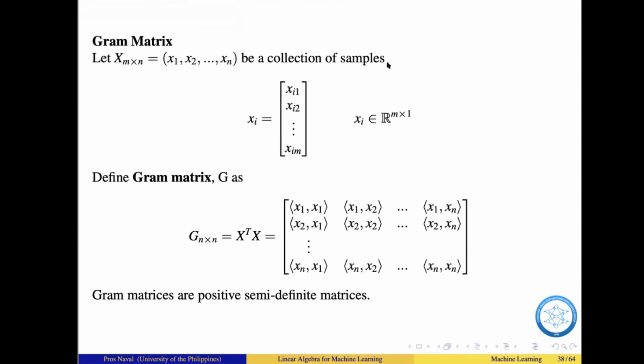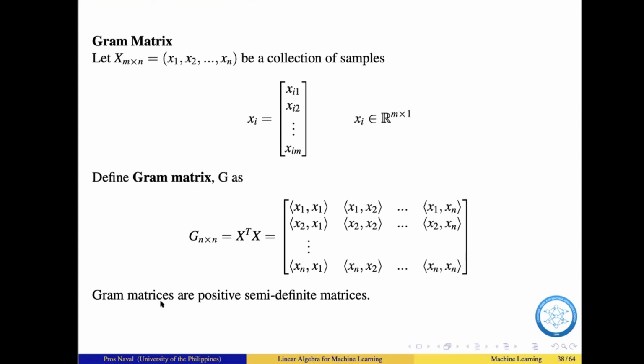Suppose we have a collection of samples. We're now talking about data, and we define a matrix in this way. The Gram matrix, which is n by n, is just the data matrix X transpose X. So the elements are the inner products x1, x1, x1, x2, and so on.